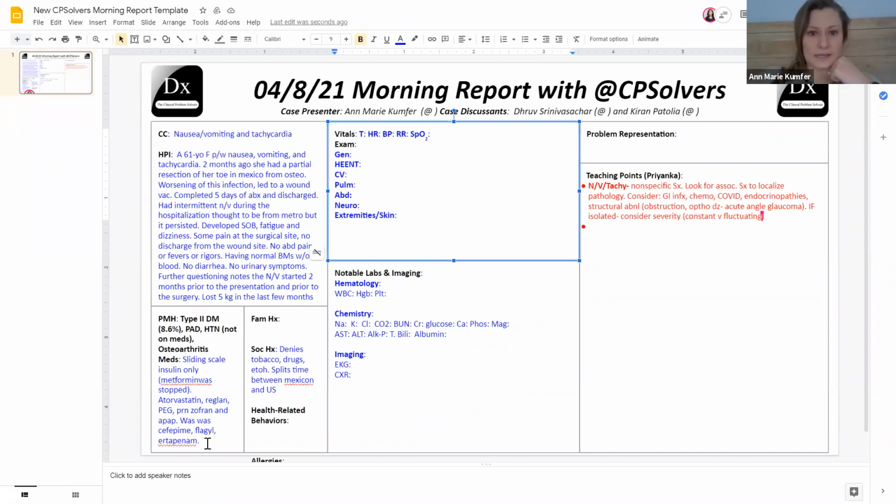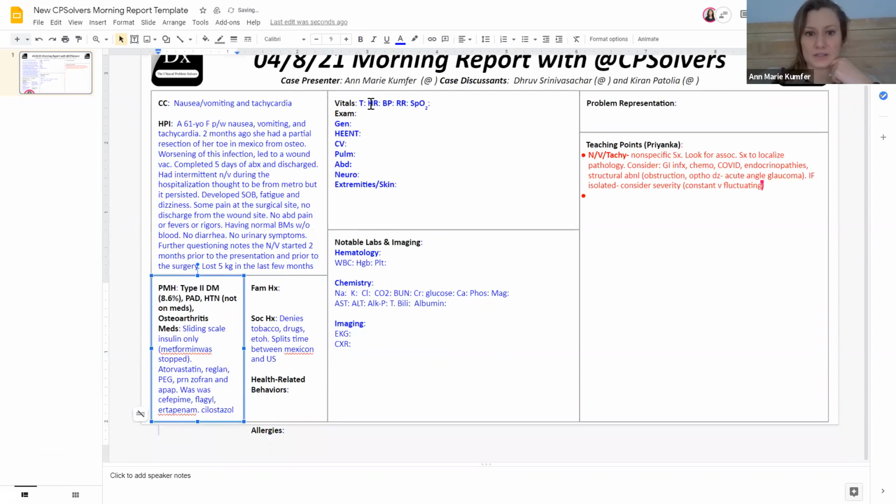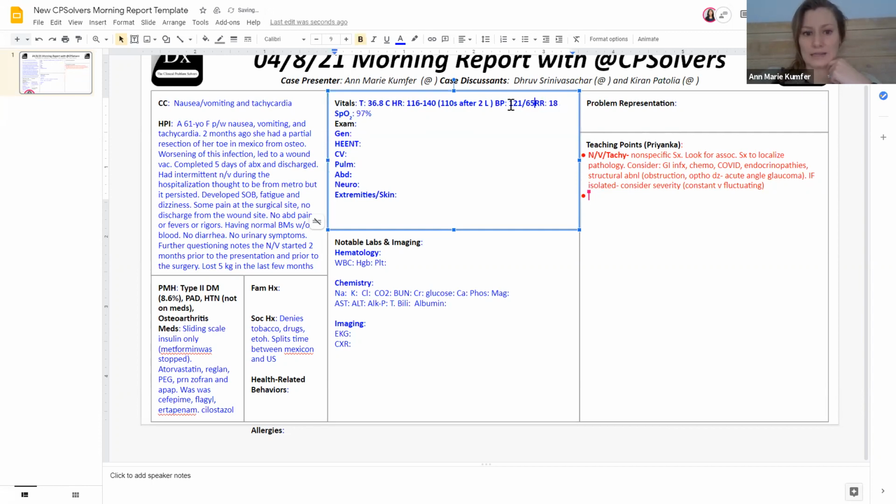And then as far as her vital signs, her temperature was 36.8 degrees Celsius, which is 98.3 degrees Fahrenheit. Her heart rate on admission ranged from 116 to 140. After fluids, and she was given 2.5 liters of fluids, it was in the 110s range. Her SpO2 was 97% on room air. Her respiratory rate was 18, and her blood pressure was 121/65 to 145/88. I do not have orthostatics.